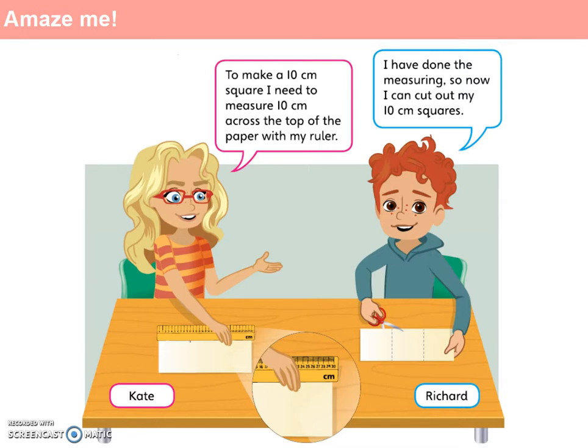And this all relates to the work that Kate and Richard are doing, dividing pieces of paper into certain squares. We can see that Kate's saying to make a 10 centimeter square, I need to measure 10 centimeters across the top of the paper with my ruler. And Richard's saying, I have done the measuring, so now I can cut out my 10 centimeter squares. So let's see what our questions are going to be asking for today.